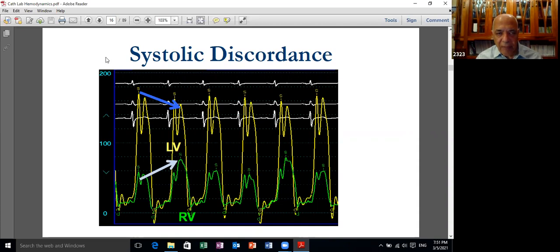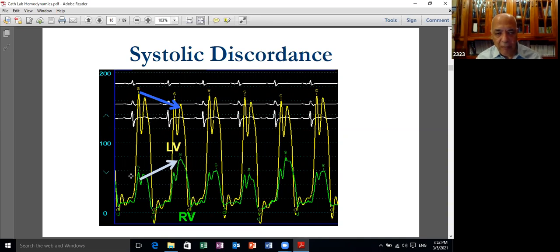And this is another feature of constrictive pericarditis, which is the systolic discordance. If you look at the beginning of inspiration, the right ventricular venous return will increase. At the same time, the left ventricular venous return will decrease, because the gradient between the pulmonary veins and the left ventricular pressure is decreasing. This is due to insulation of the heart from the intrathoracic pressure. We explained that previously in the curriculum of pericarditis.